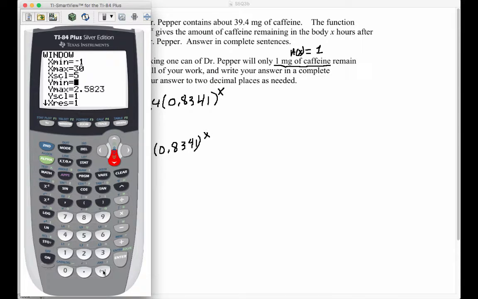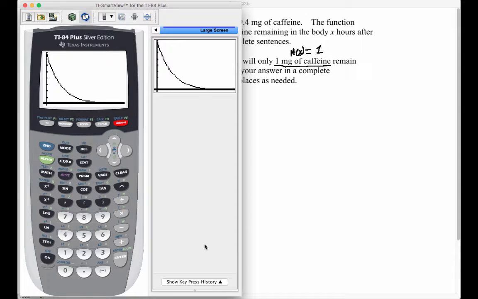And same thing with the y-axis, we won't have a negative amount. We don't have any anti-caffeine in our bodies, but -1 will be good to start with. And we know the beginning amount of caffeine was basically 40 milligrams, so we can put in 40 milligrams for our starting value of y. Okay, so now if we press graph, we get the following. Now that's a really good graph because it shows us the behavior of the caffeine with respect to time. Let's go ahead and blow this up into the big screen.